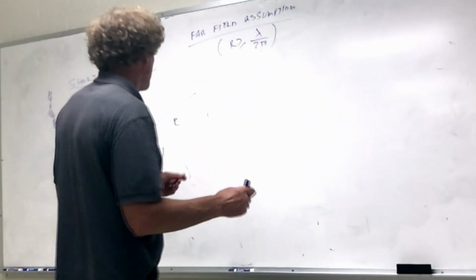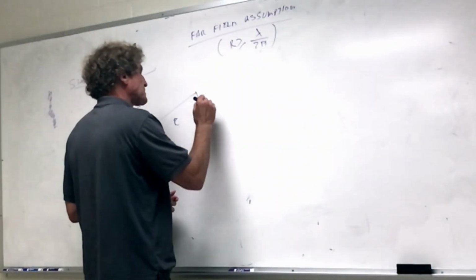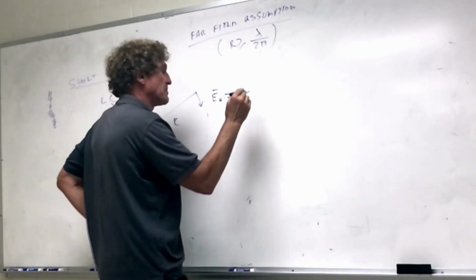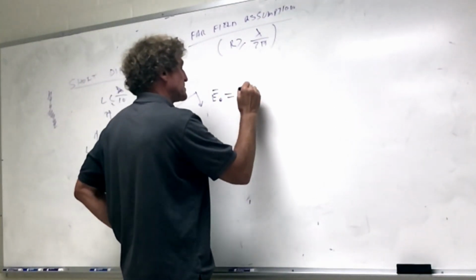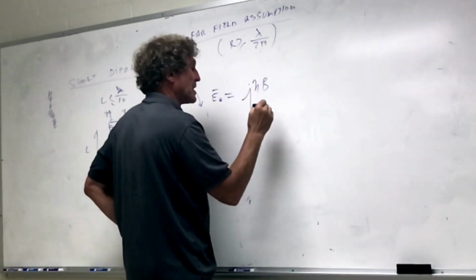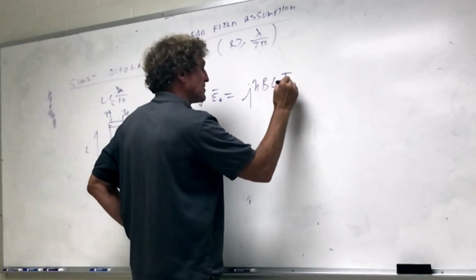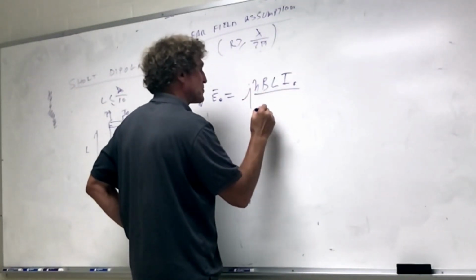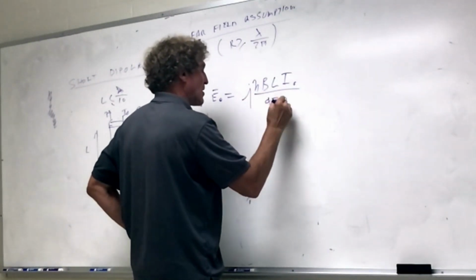All right, so in the far field, the electric field is assumed in the theta direction, and it's given by, I don't know how many remember this, j eta beta times the length times the value of I. In this case, we're assuming I is a constant. This is for a short dipole, over 4 pi R.